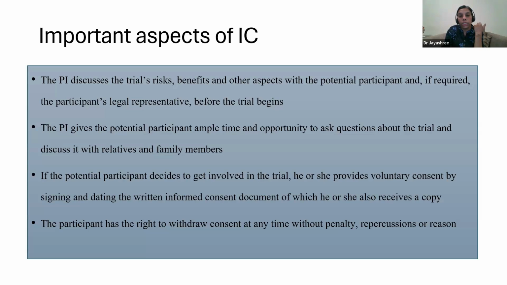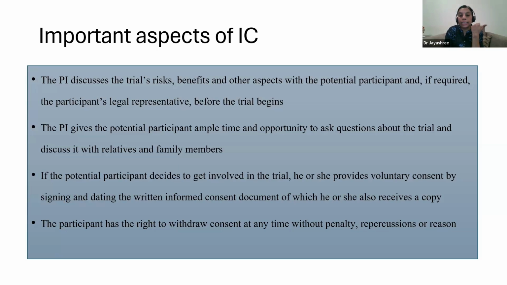So it's very important that the PI makes the participation information sheet as well as the informed consent available in the local language, translated into the local language, sits with them, and explains to them what is written there. Sometimes certain participants may ask for this explanation to be given to their legal representative before the trial begins. And the PI needs to give the potential participant ample time and opportunity to ask questions about the trial and discuss it with their relatives and family members before they go ahead with a yes.